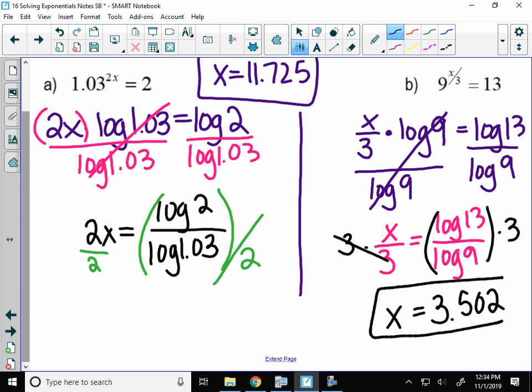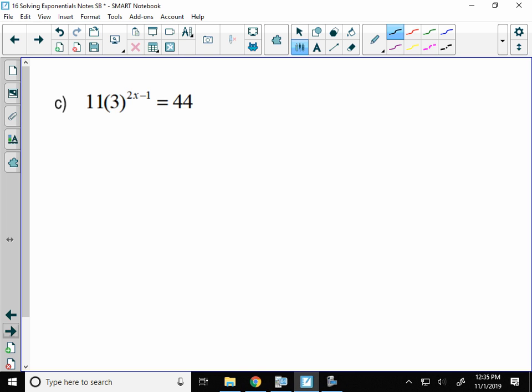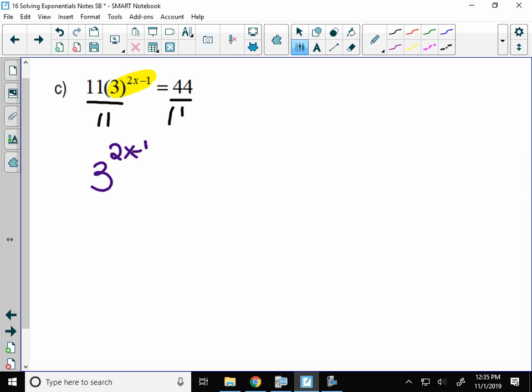Okay. Alright, the next one's long. That's why there's no number problem underneath it. We're almost done with this. But the next one's a little harder, a little bit longer, so I gave you a little bit more space to work. 11 times 3 to the 2x minus 1. What do I start with here? Think about what you did in your quiz today. Divide by 11. I have to isolate the exponential before. So I have to get a number to a power by itself. So what that gives me when I divide is 3 to the 2x minus 1 equals 4.